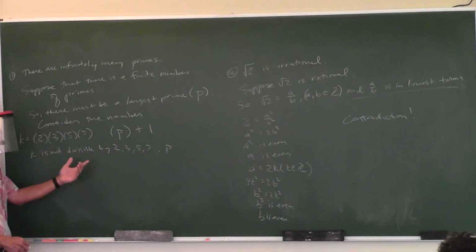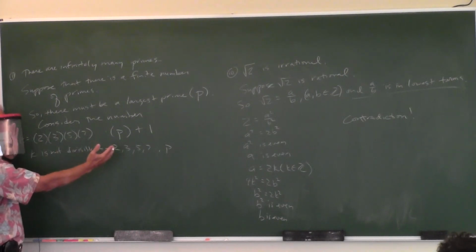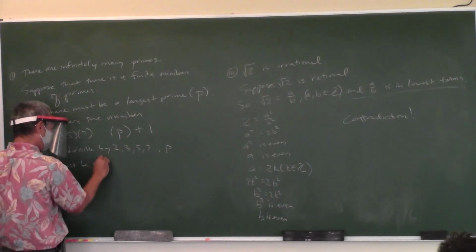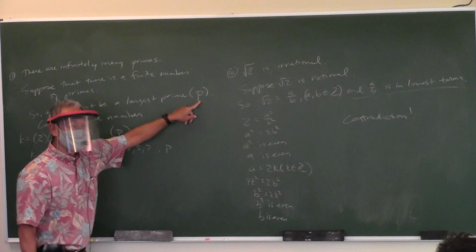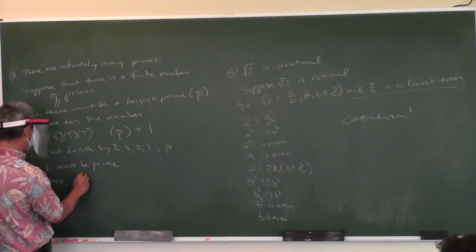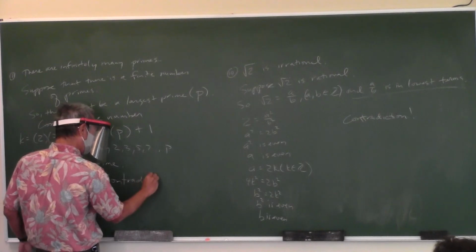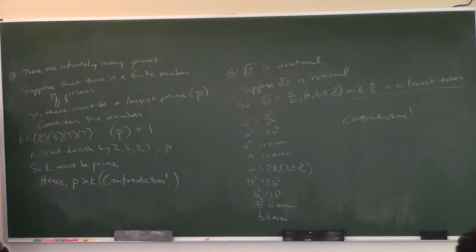No. So if a number is not divisible by the prime numbers, then what can you say? This number has to be prime. So K must be prime. Now what's the contradiction? This number here is bigger than P. So hence, P is bigger than K, and that's a contradiction. Therefore, there's an infinite number of prime numbers. Isn't that pretty cool? I mean, just to think of something like that.